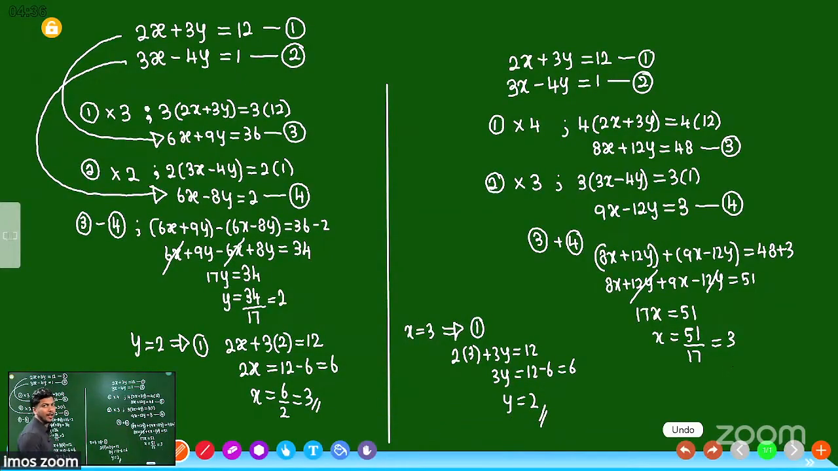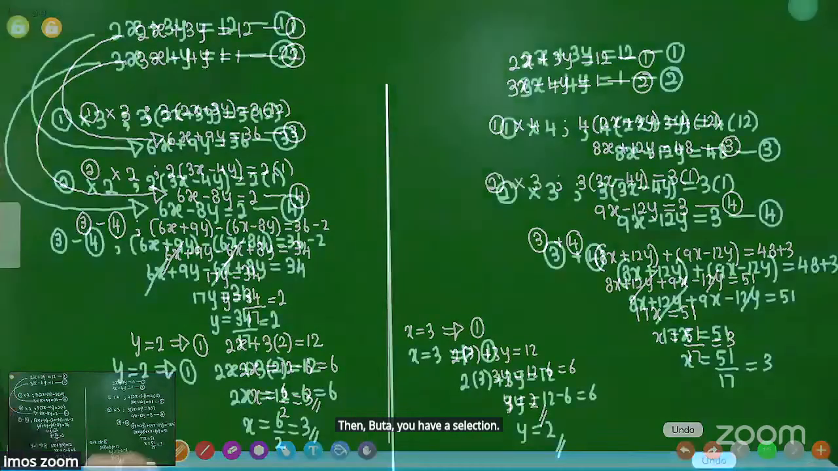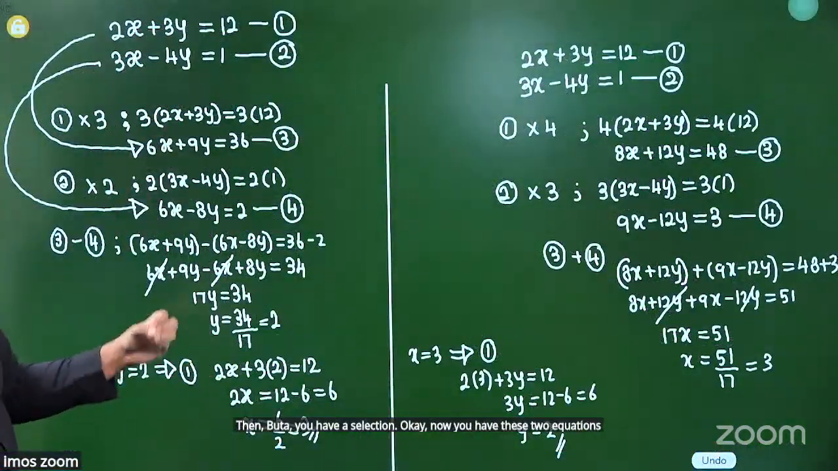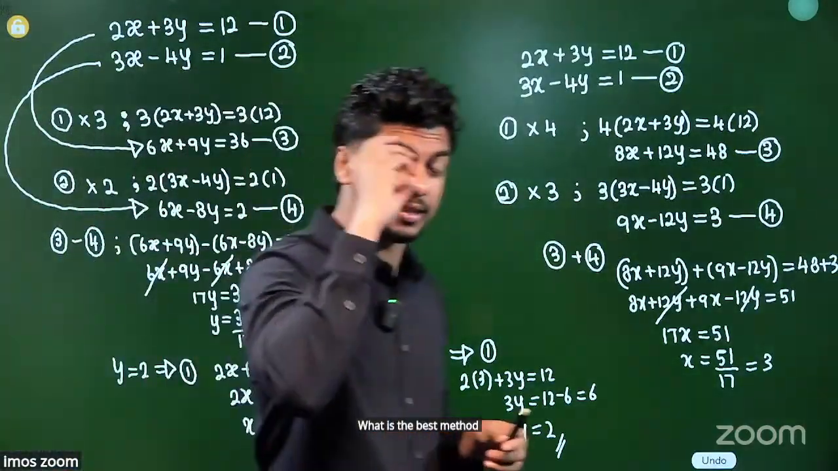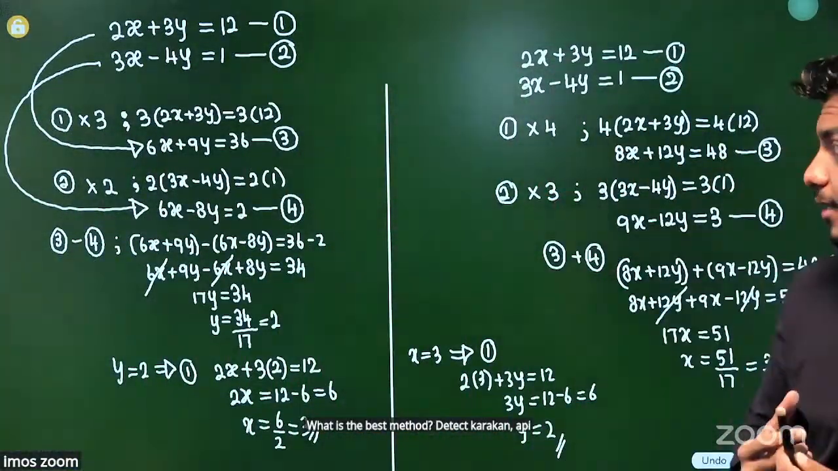Then, you have a selection. Okay, now you have these two equations and solve. What is the best method? How do we detect the lazy way?